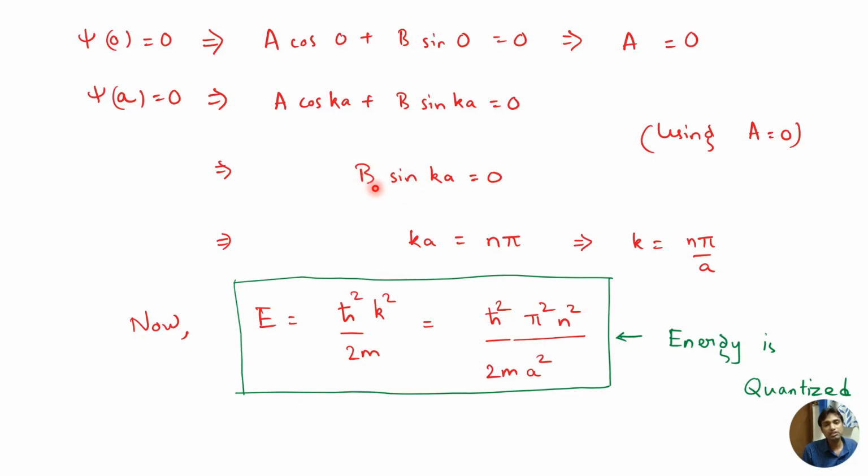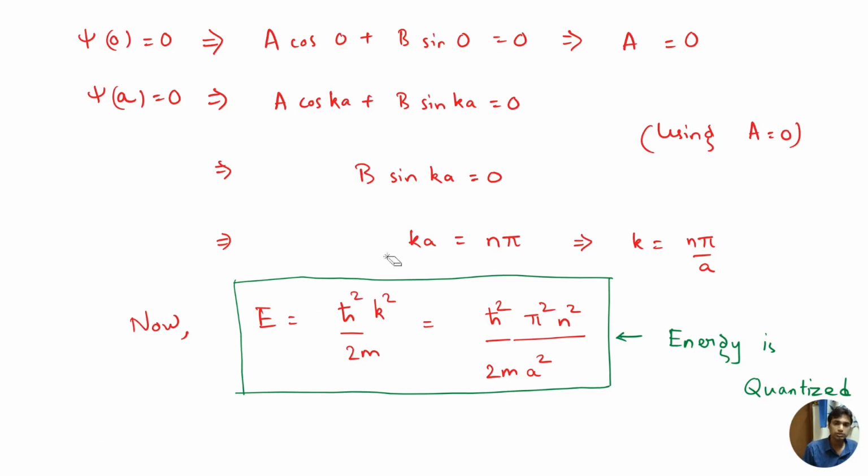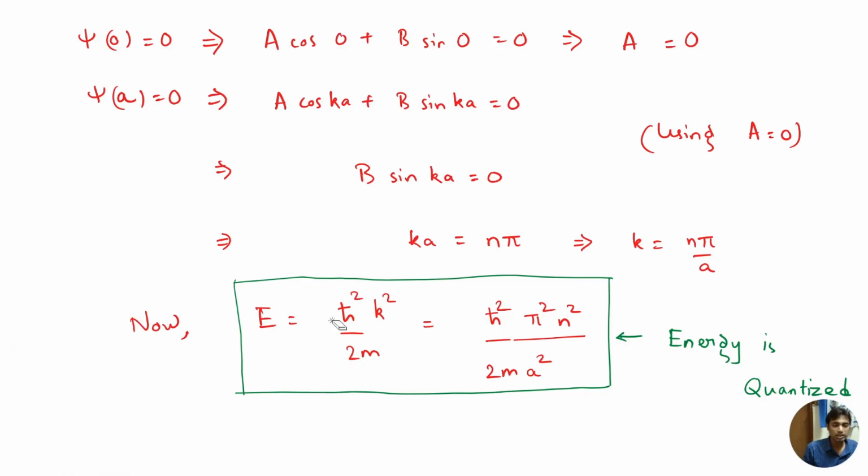And when can this be 0? Sin ka is equal to 0. If you look at the sine curve, how is it? It is 0 at 0, at 180, and at 360 degrees. Let me just draw it for you.